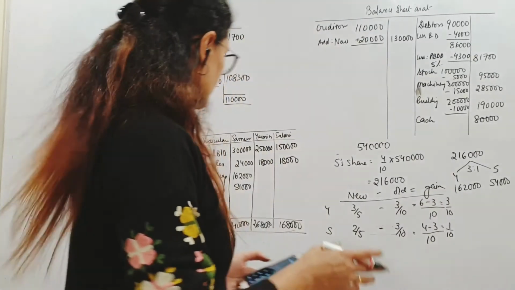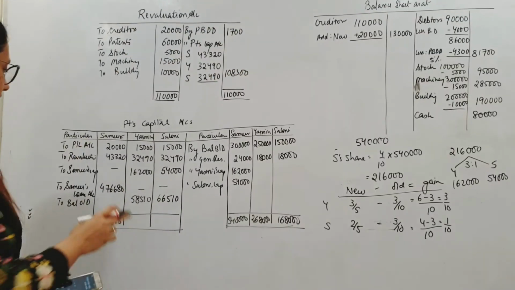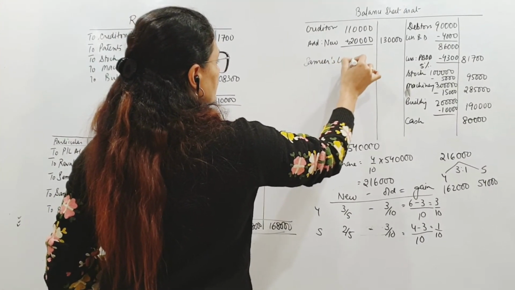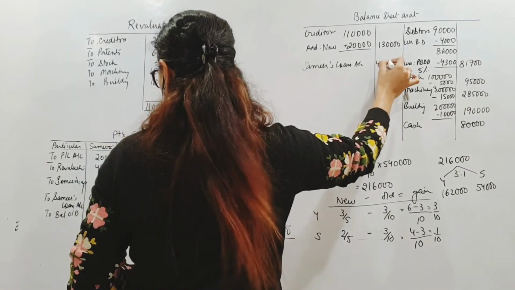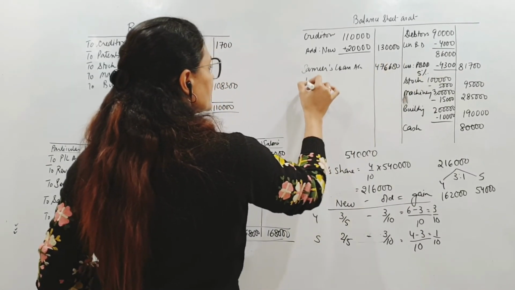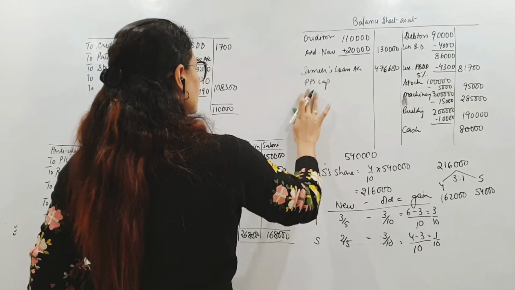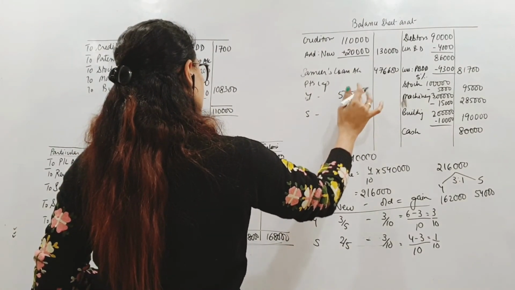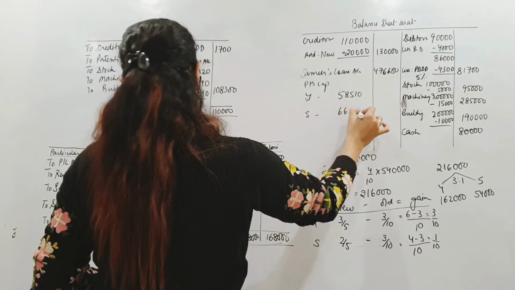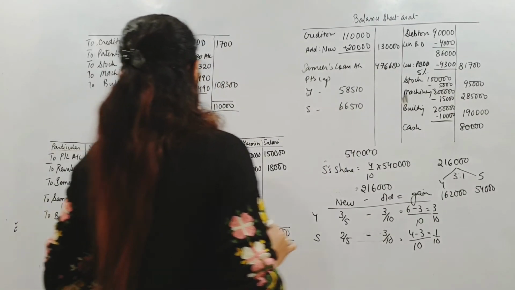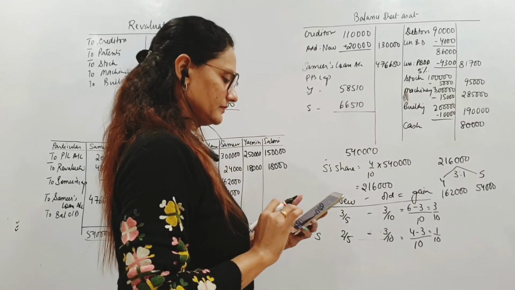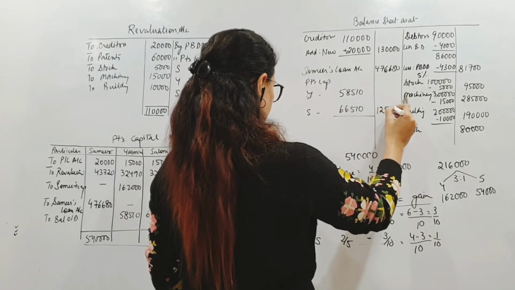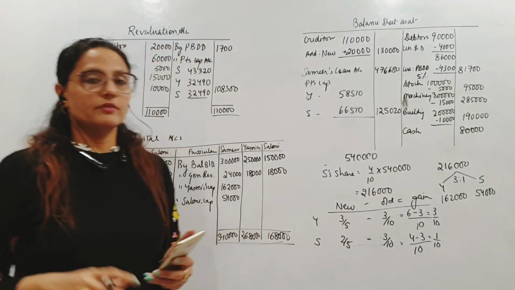Now once it is closed, we'll put it all in the balance sheet. Samir's loan is a liability, so Samir's loan account will come here: 4,76,680. And partners' capital, Yasmin and Saloni: 58,510 and 66,510. Total of capitals 1,25,020. Now we have put everything here.